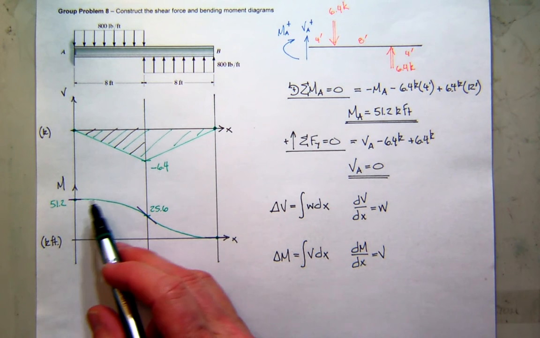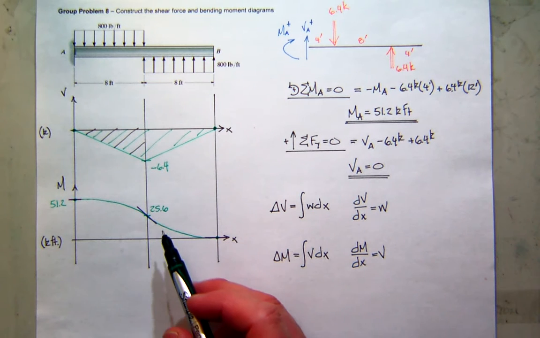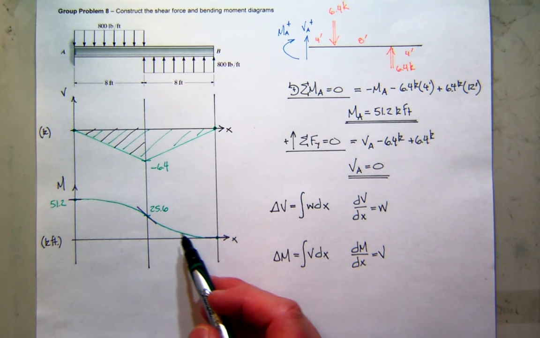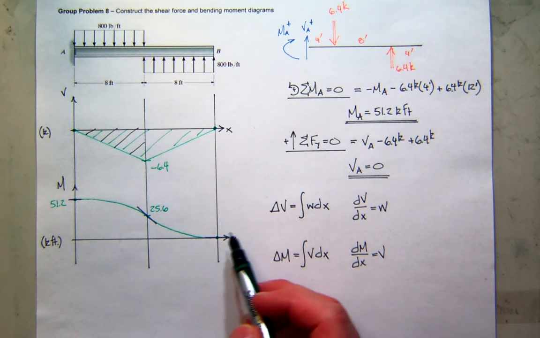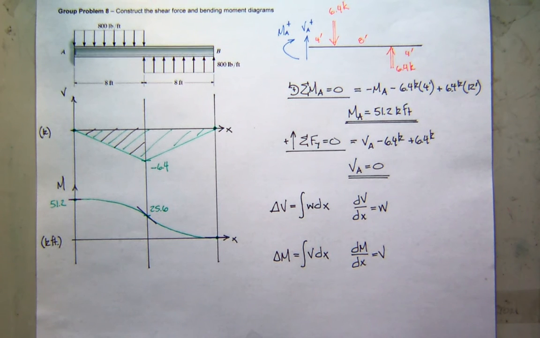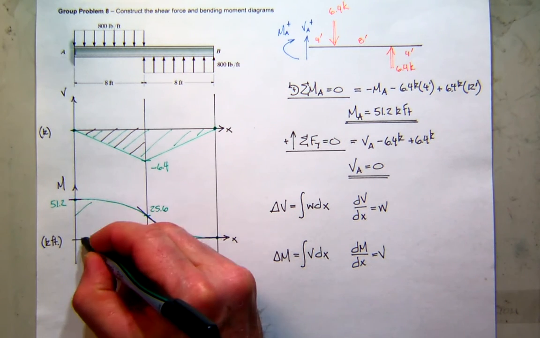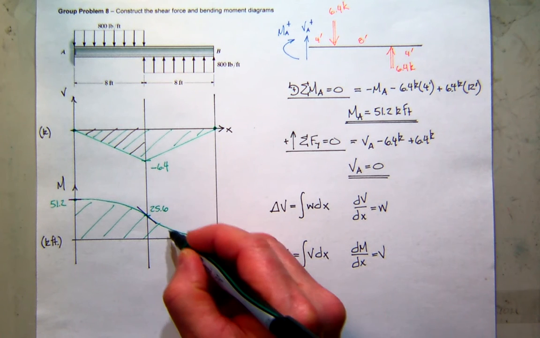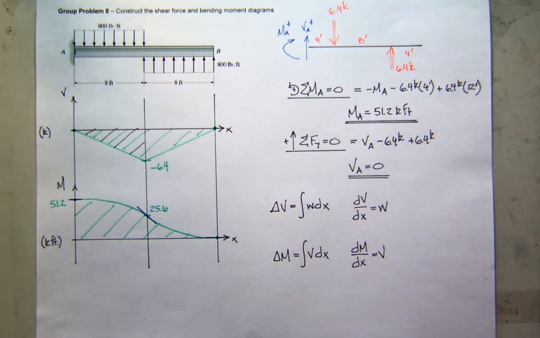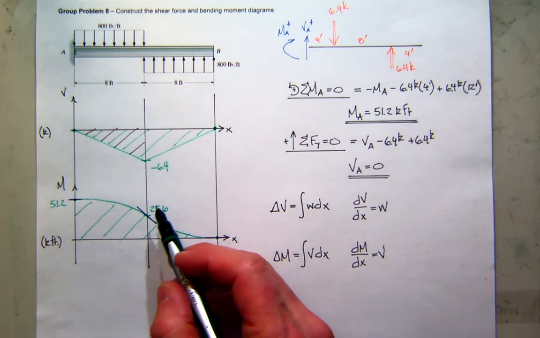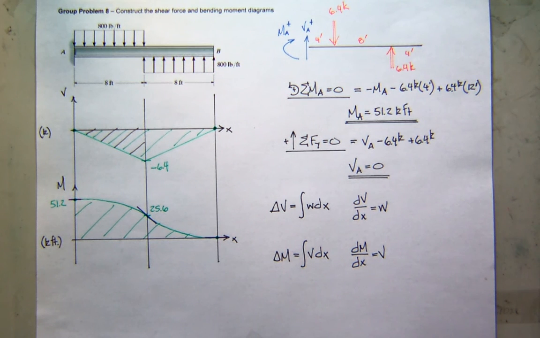So you get a parabolic curve over the first 8 feet, and then it flips over and you get a different shape. Still parabolic, but a different shape. And that is your moment diagram. So if I were to ask you, what's the bending moment in the middle of the beam? The answer would be 25.6 kip feet. Any questions about that one? All right, excellent. That took us 10 minutes to do.